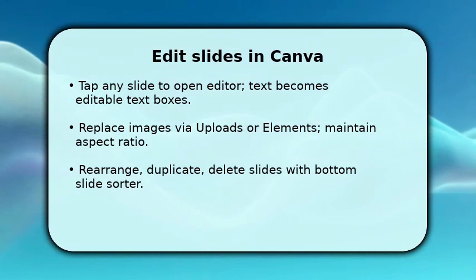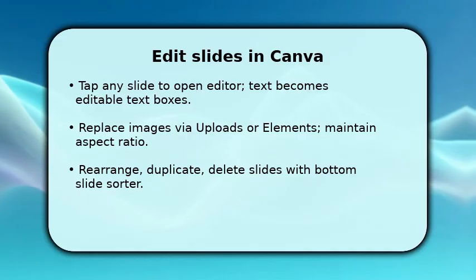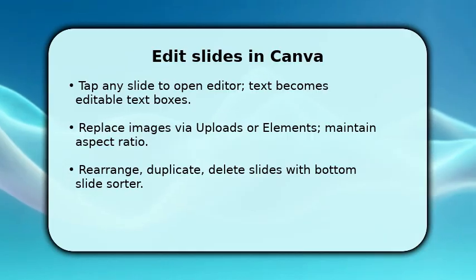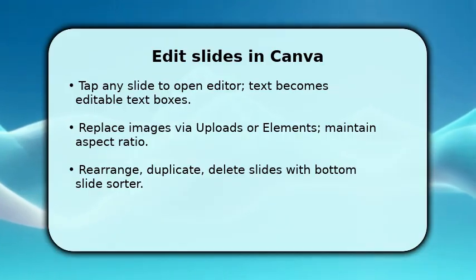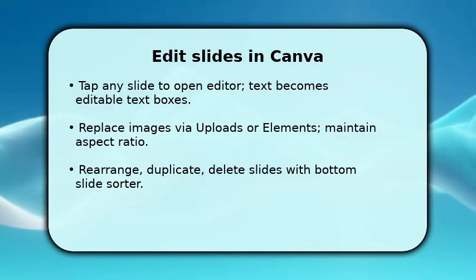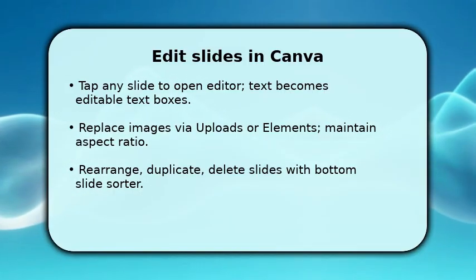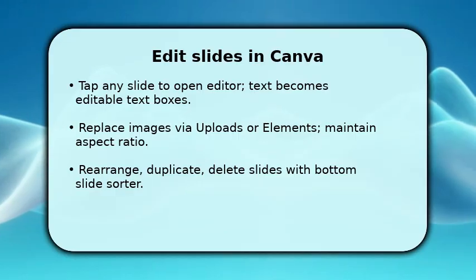Once your slides are converted, tap a slide to enter the editor and edit text boxes directly. You can change fonts, size, and alignment. Replace images by tapping the image, choose Uploads or Elements, and use the crop/fit tools to keep aspect ratio. For layout changes, use the bottom slide sorter to drag, duplicate, or delete slides. This keeps flow intact. Make sure to use Canva's alignment guides so objects remain consistent across slides.